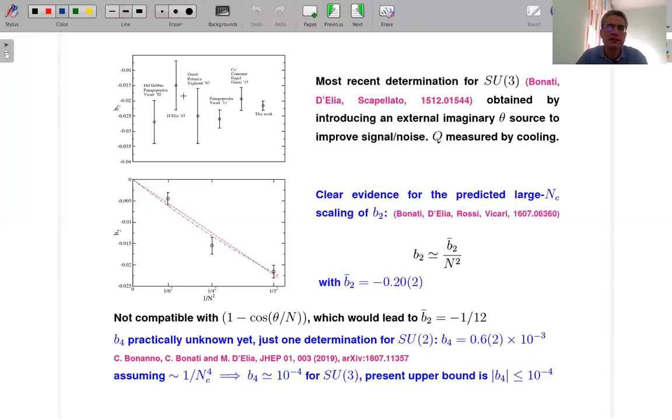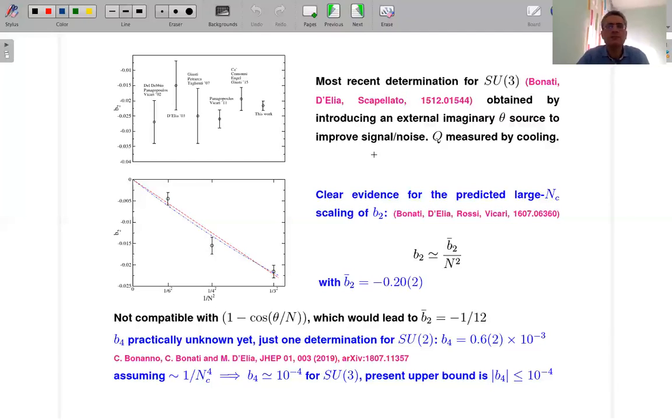And as you can see, all these determinations were quite noisy. If you look at the scale, the error bars were all of the order of 20 going up to 50%, relative error. Then finally, there is this determination, which is the most precise one, where you have an error at the level of a few percent, and this was obtained with this method of the imaginary theta source, which brings this improvement.